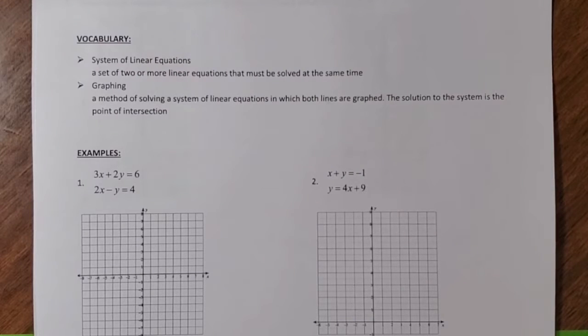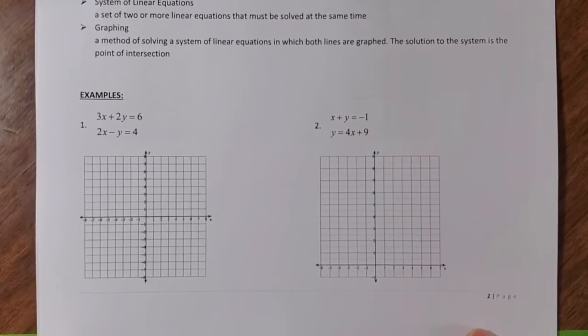Alright, now let's go over a couple more vocab words that we're going to need to continue on with the rest of our lesson. So next we have a system of linear equations, which is a set of two or more linear equations that must be solved at the same time. Then we have graphing, which is a method of solving a system of linear equations in which both lines are graphed. The solution to our system is then the point of intersection.